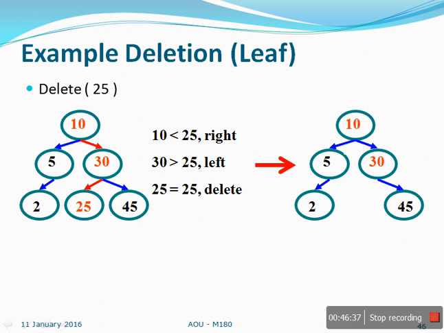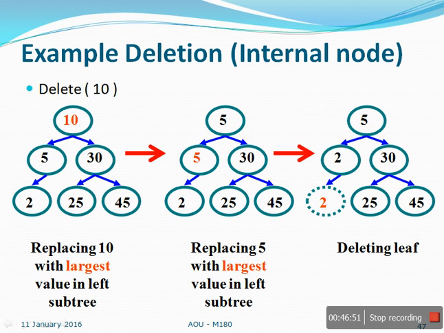So for example, if you want to delete 25 here, first you find 25. It is a leaf, so you can easily delete it, and the resulting tree will be this one. Or if you want to delete 10, which is the root, you replace it with the largest value on its left subtree. It has a left subtree, and the largest value in it is 5. So in the place of 10 you replace 5, and then replace 2 in 5's place and delete this 2. This is how you delete an intermediate node or a root node.